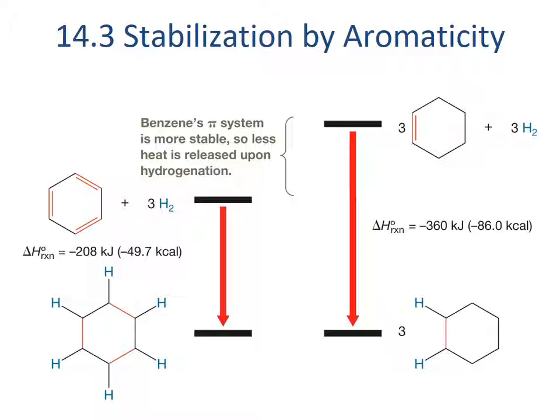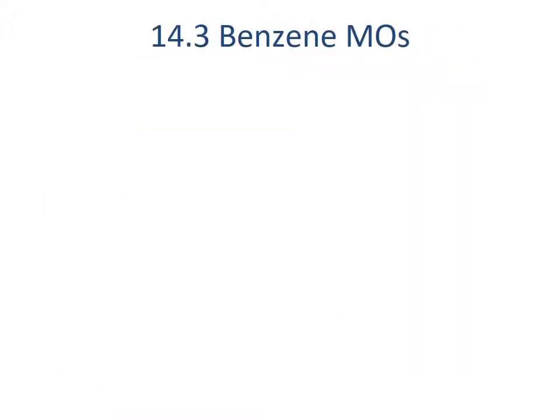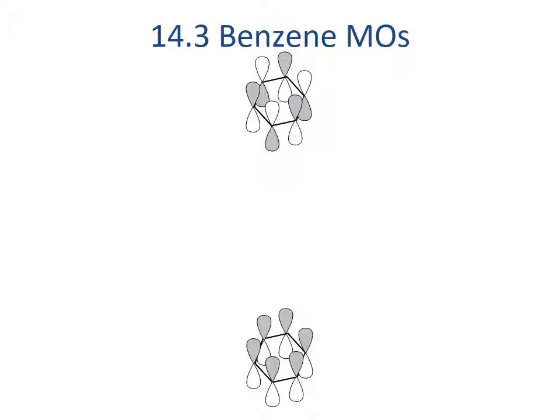If we think about the stabilizing factors of the pi system, this makes some sense. The pi stabilization lowers the energy of the reactant, so the change should be less significant. This makes even more sense when you try to identify benzene's molecular orbitals. Again, the lowest energy is easy. Everything is in phase. The highest energy has everything out of phase.